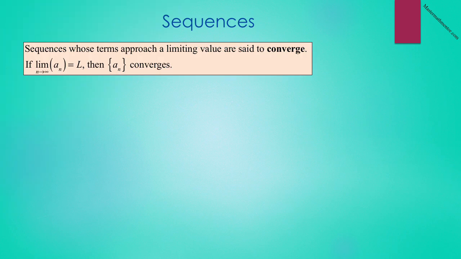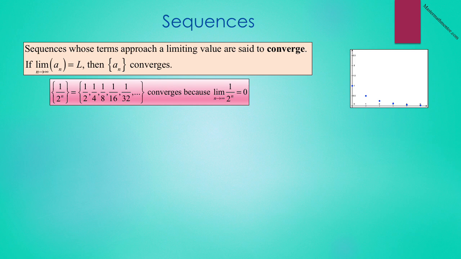Hi, this is Stu. Two terms that we met before are convergent and divergent. We will use them again while working with series and find that they pretty much have the same meaning. Sequences whose terms approach a limiting value are said to converge. So if the limit, as n approaches infinity, of a sub n is equal to some limit L, then we say that the sequence a sub n converges.